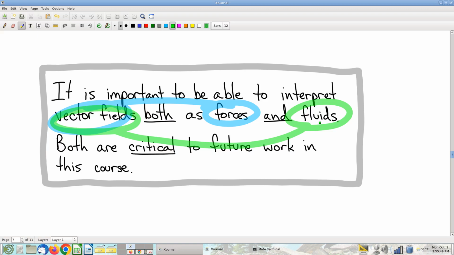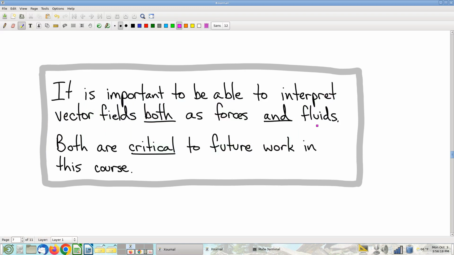I want to give you all fair warning that you really do need both. There are certain things we're going to do with vector fields where you really need to be able to think of the vector field as representing forces. It's going to be necessary to understand it as forces. And there will be certain things that we're going to do with calculus of vector fields where you're going to need to be able to understand it from the point of view of fluids. So anyway, just a heads up, make sure that you're comfortable with both of these examples. All right.